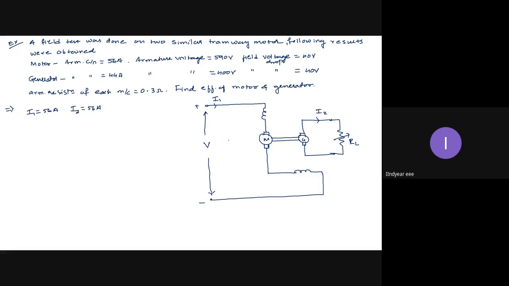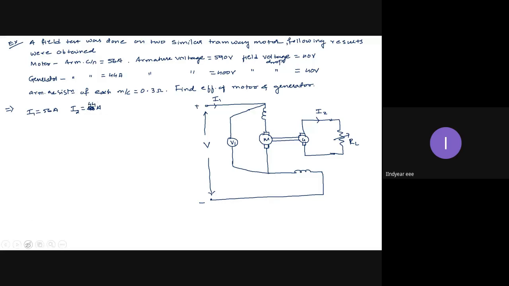Now what is V1? V1 is the voltage across the motor, and that constitutes field as well as armature. Okay. But what is given in the statement? I2 is 44. Sorry, I2 is 44, right? Yeah, sorry.